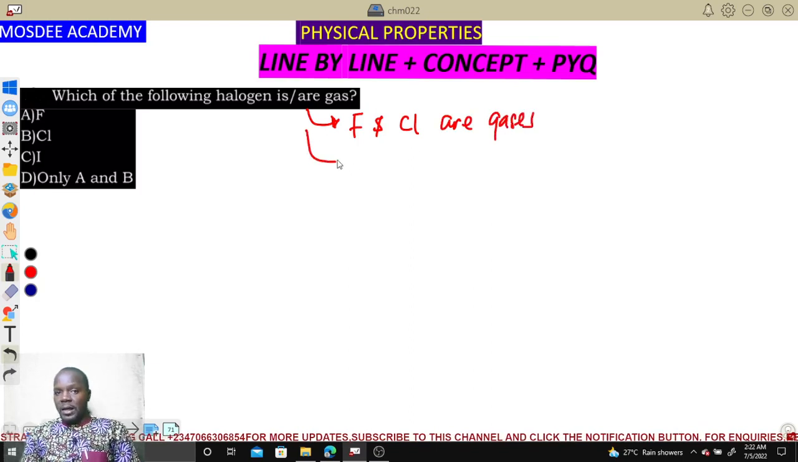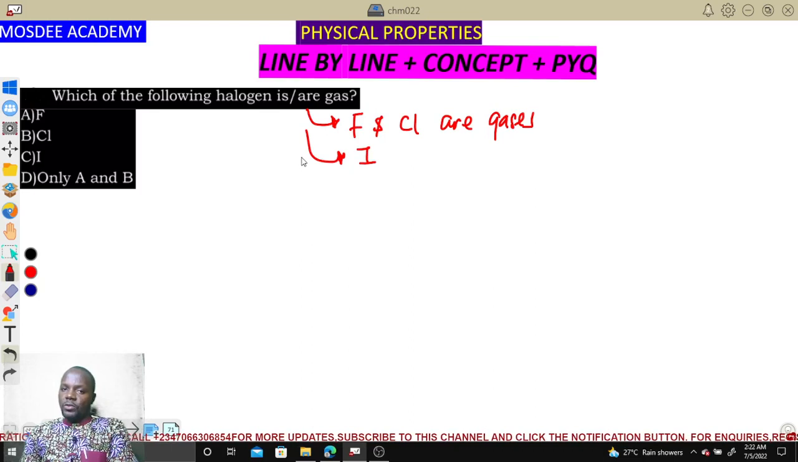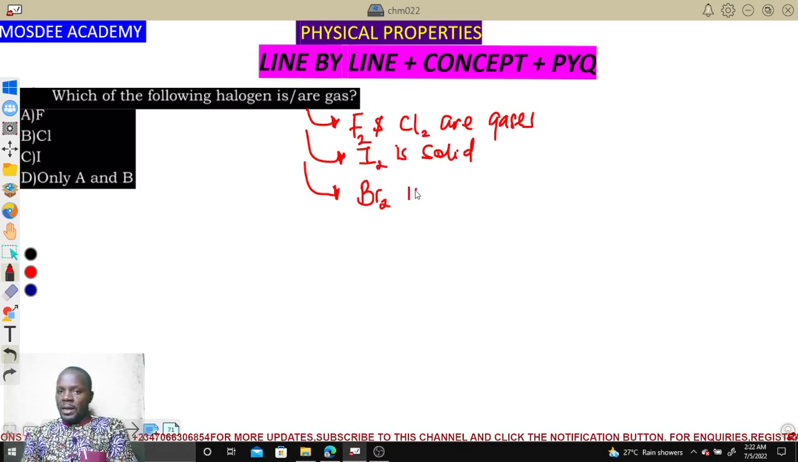That's the important point. Next, in terms of physical property, we also talk about iodine and bromine. Iodine is solid. Then bromine is liquid at room temperature.